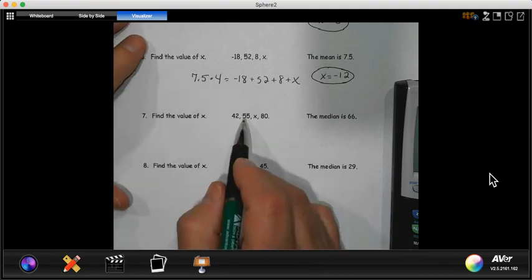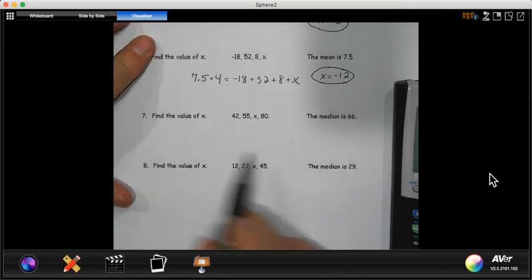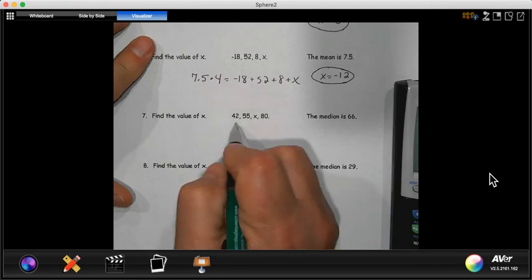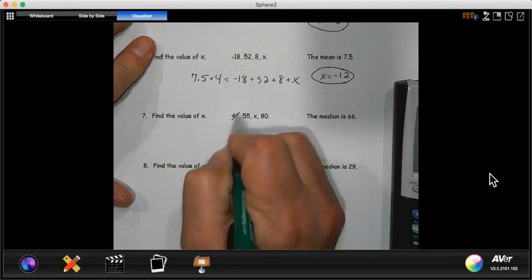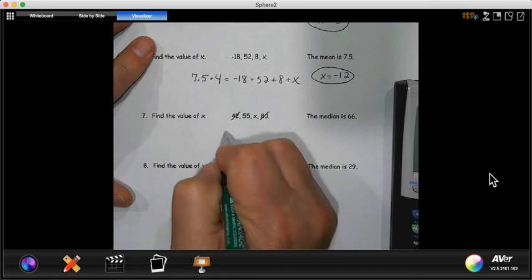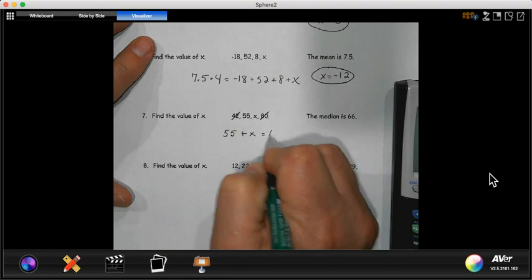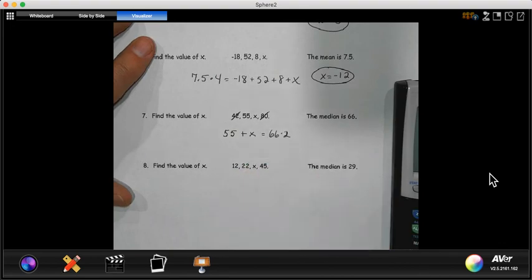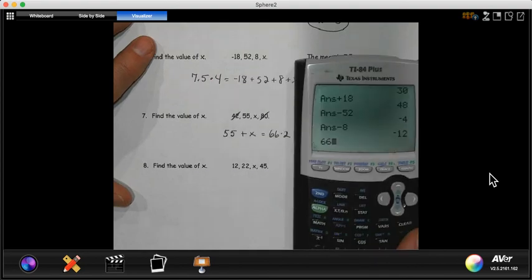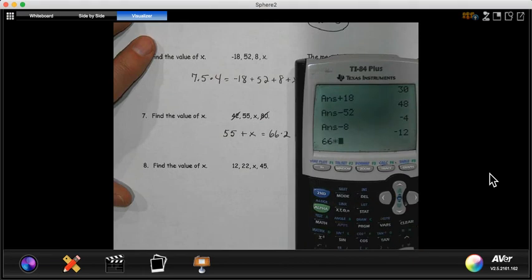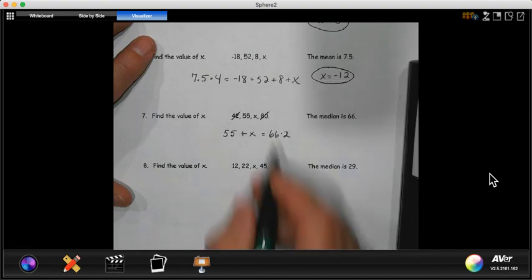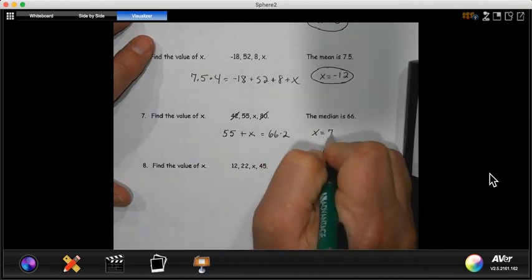So the median is the middle number. So I'm assuming these are written in numerical order. So when I cross off the high and the low, that means these two added together need to equal the median times 2. Okay? So that's 66 times 2, and then minus 55. 77. So x has to be 77.